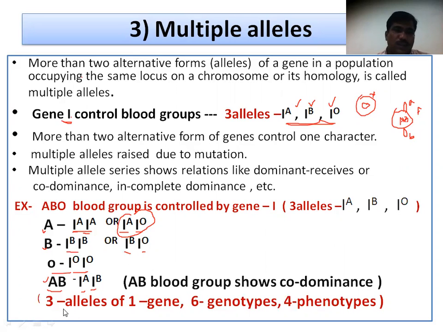So in case of blood group, three alleles of one gene show six different genotypes and four phenotypes. The four phenotypes are blood group A, B, AB and O. And the six genotypes, some are homozygous, some heterozygous. For example, blood group A has IA, IA or IA, IO. And B has IB, IB or IB, IO. Sometimes a small i is also written for IO. O blood group has IO, IO, so it is a homozygous condition, and for AB, IA, IB. So whenever IA, IB alleles come together, the blood group is definitely AB. And when IO, IO alleles come together, the blood group is definitely O.